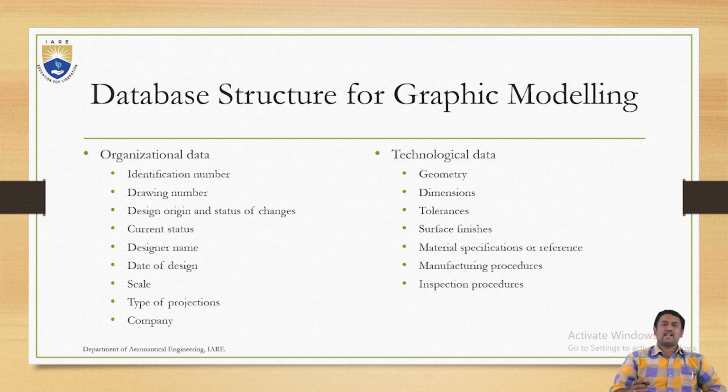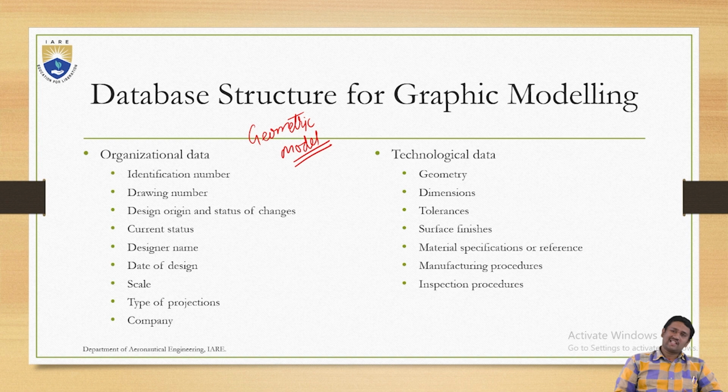Next, under database, you first will identify with respect to your geometric model. Whenever a geometric model is being created, what are the types of data that are made available while creating it? These are categorized into two types. First is the organizational data, as well as technological data.